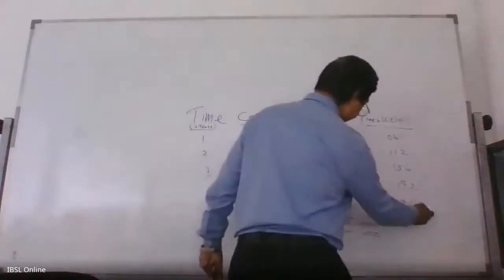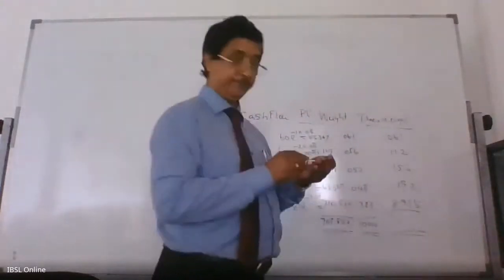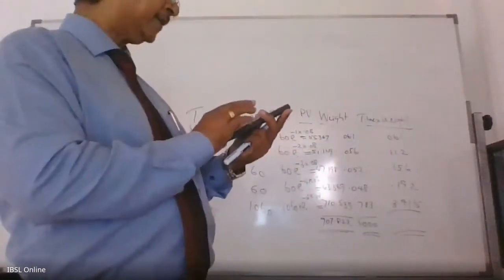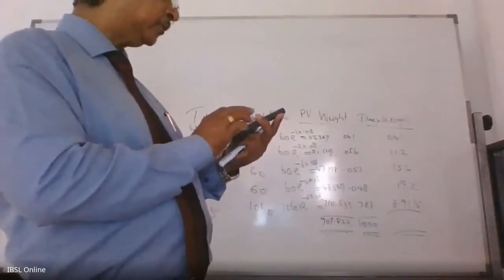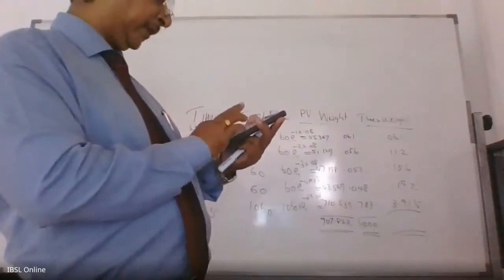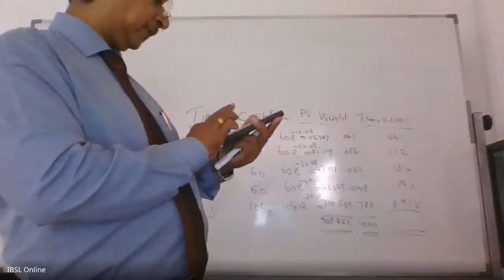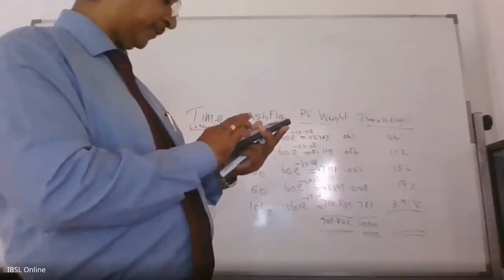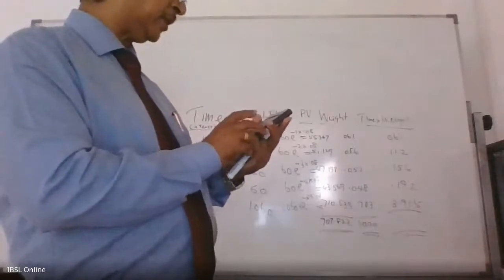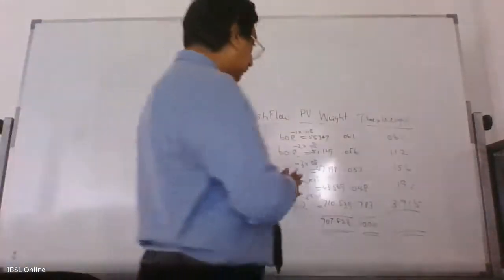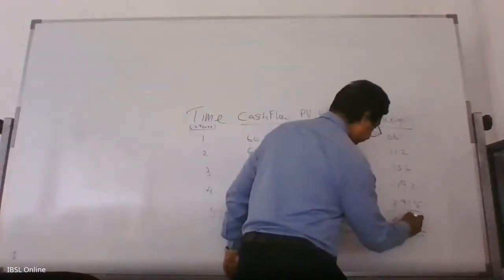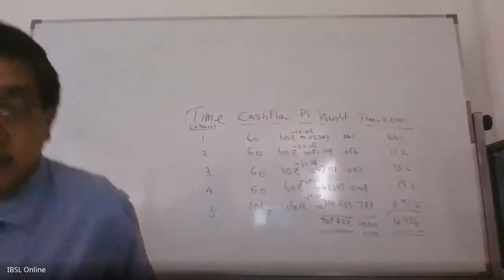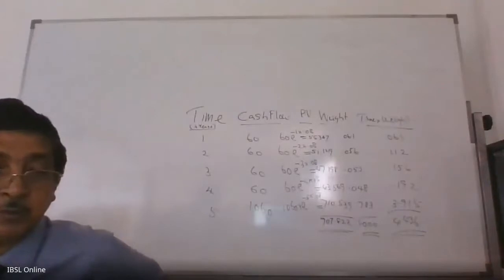Now, if you take the total here, the total comes as the duration. We will see what is the total. 0.061 plus 0.112 plus 0.156 plus 0.192 plus 3.915. You get the answer as 4.436. This is the duration. 4.436 is the duration, correct? Yes.